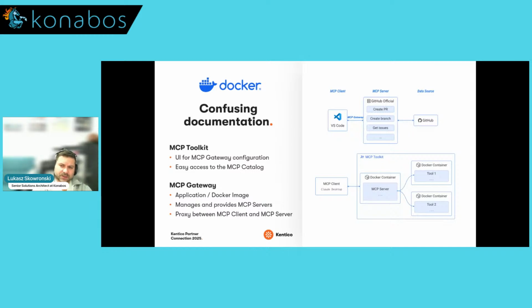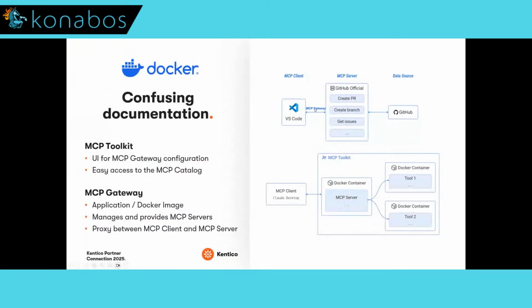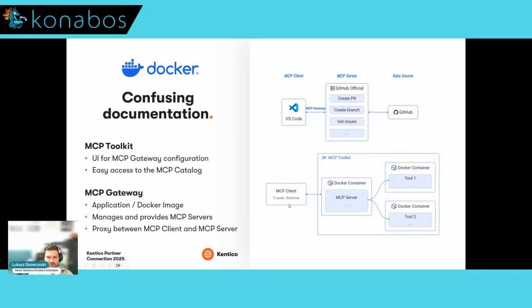The images on the right are taken from the official documentation, and you can see that on the top image there is an MCP client which hosts your code, and you also have the MCP server, and between those two you have the MCP Gateway, right? But there is no toolkit mentioned in that image. And below, you have the MCP client again, which in that case is Claude Desktop, and you have the MCP Toolkit around the Docker containers, right? But you don't have the MCP Toolkit in the top image, so it's a bit confusing.